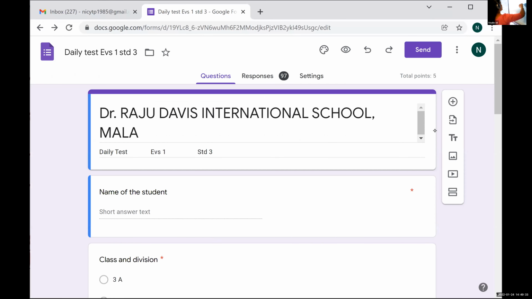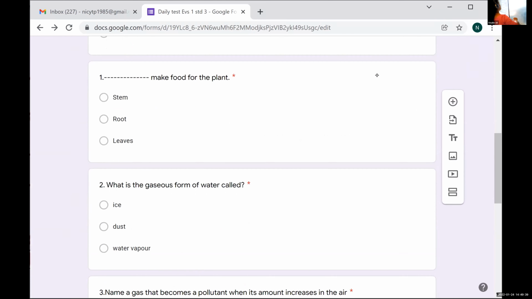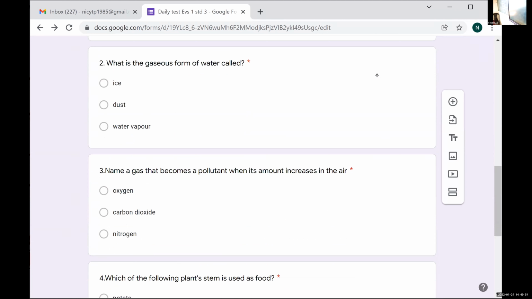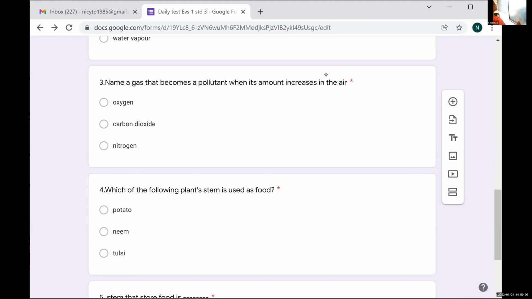Please open and write your name, class. The first question, dash make food for the plant. Click the right answer. Question number two, what is the gaseous form of water called? Third one. Name a gas that becomes a pollutant when its amount increases in the air.